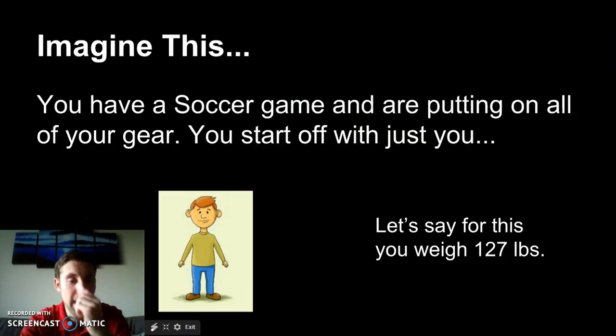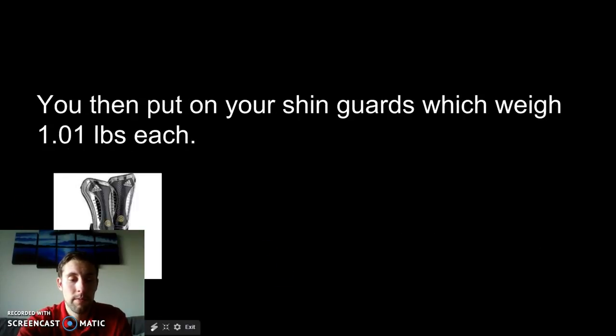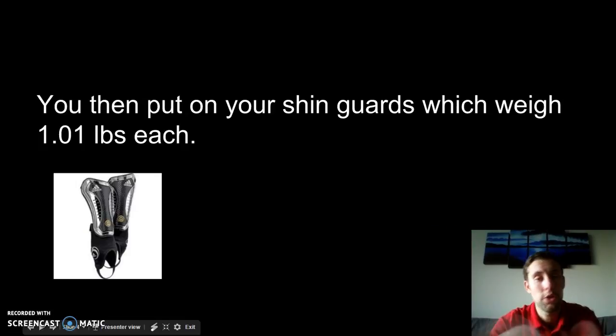Alright, so let's imagine that you've got a soccer game coming up. You're putting on all of your gear. We're going to start off with just you. Let's say for this example you weigh 127 pounds. But then you need to put on your shin guards. Each of them weigh 1.01 pounds. So it's going to be 2 shin guards, each at 1.01 pounds to add to you.